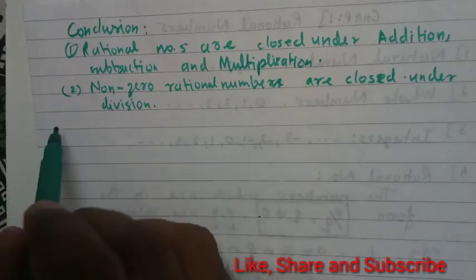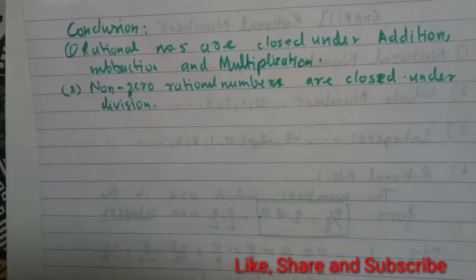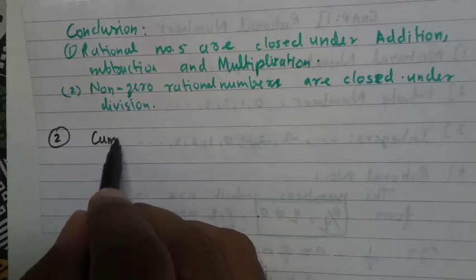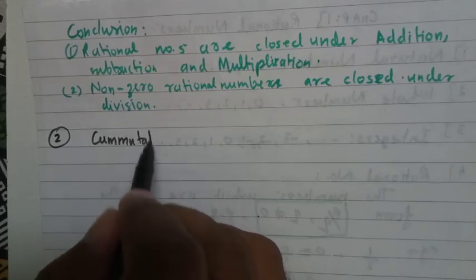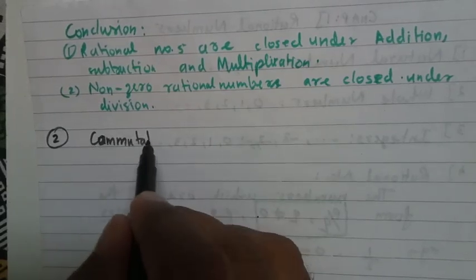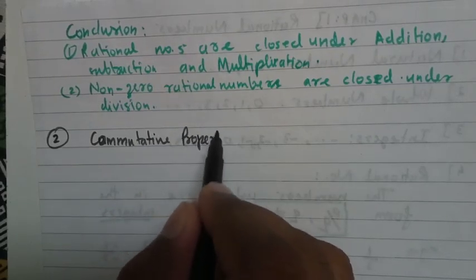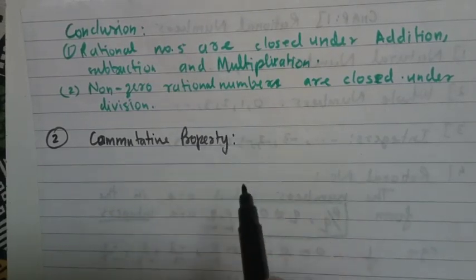Now let's talk about the next property, which we call the commutative property. The second property I'm talking about is the commutative property. What is a commutative property?